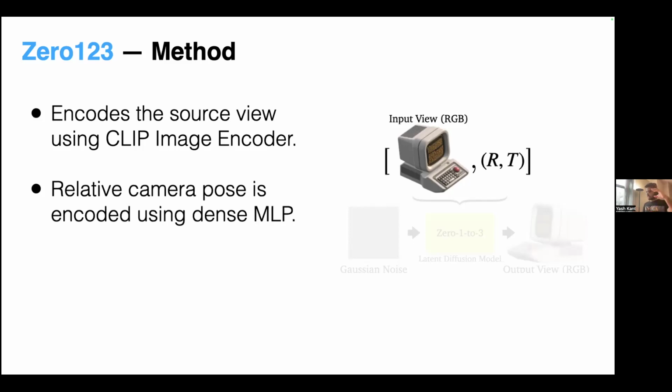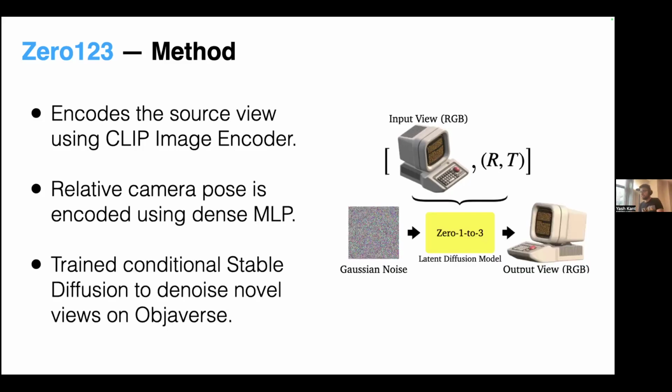So we basically use the first source view, the first image that is given to us, which is this, and the relative transform between the source view and the target view as conditioning to our latent model. So a latent diffusion model, or the stable diffusion model. We push the source view through a CLIP encoder, and we use the relative camera pose, like this R and T, we encode it using a dense MLP conditioning. And then we train a stable diffusion model to denoise our novel view based on this data set. So since we know the ground truth, we can just create this as a loss.